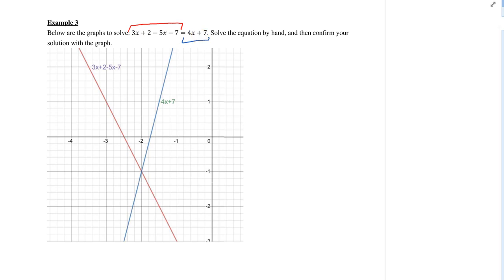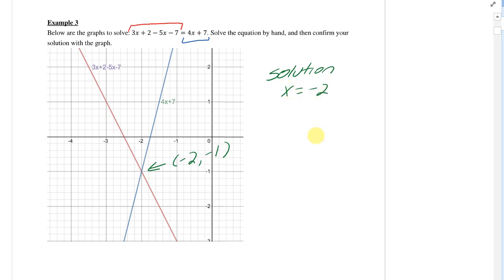So in this case, the solution is found by looking at the intersection. So here's where my solution will be. And what is this intersection? This intersection is the point -2, -1. So if I go up here, here's -2, here's -1. Okay, so you've determined that point of intersection, and then it's just the x coordinate that would be the solution. So my solution here is x equals -2.